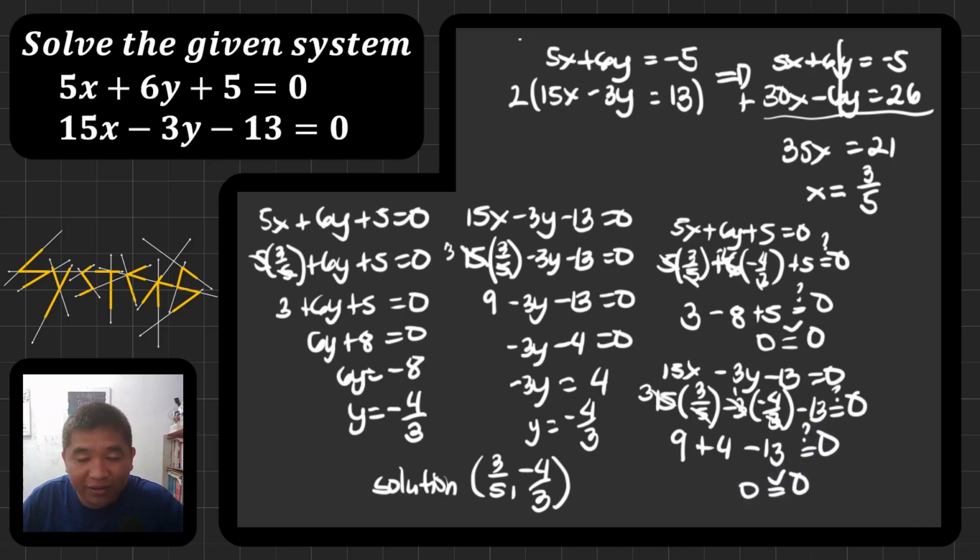We have now verified, using this process of verification, that our solution is really a solution. Again, take note, we started with the standard form, pick a variable to be eliminated, and verify your answer. This solution, 3/5 and negative 4/3, is the point on the Cartesian plane where the two lines intersect.